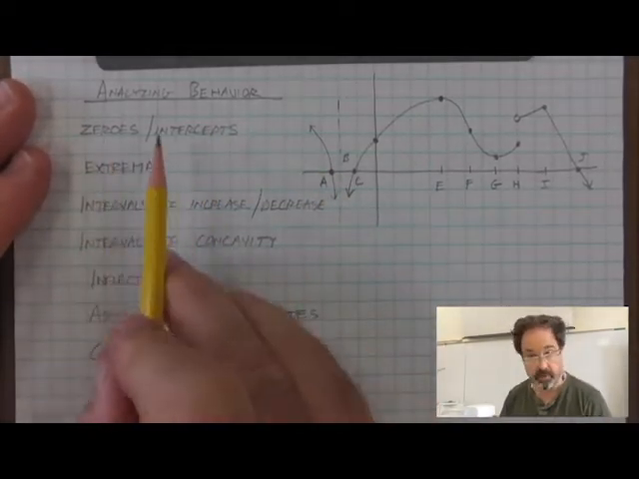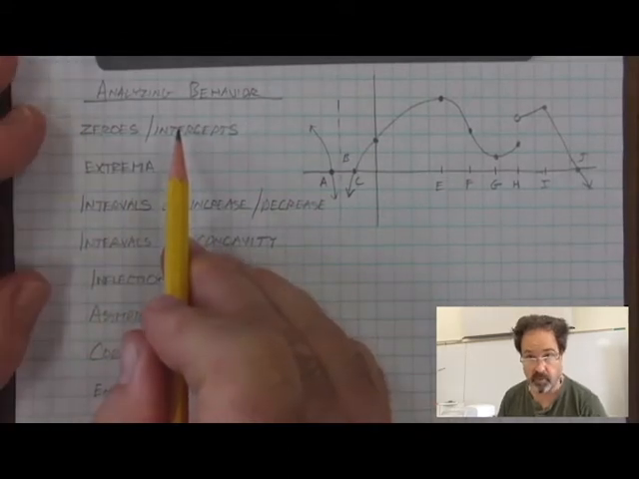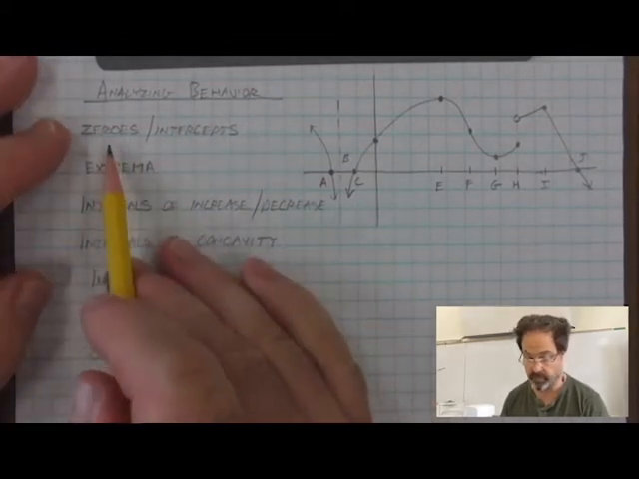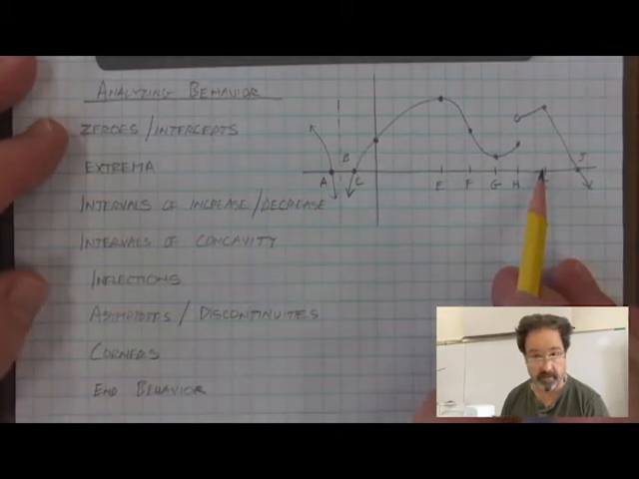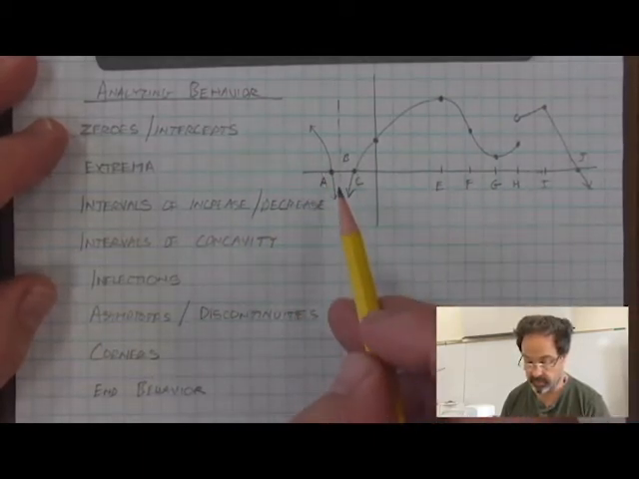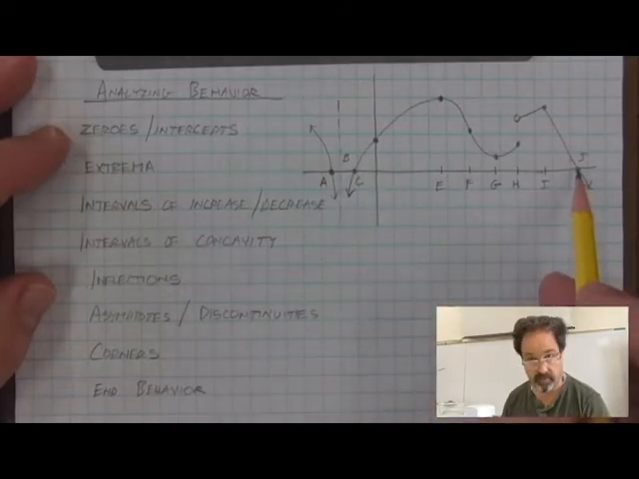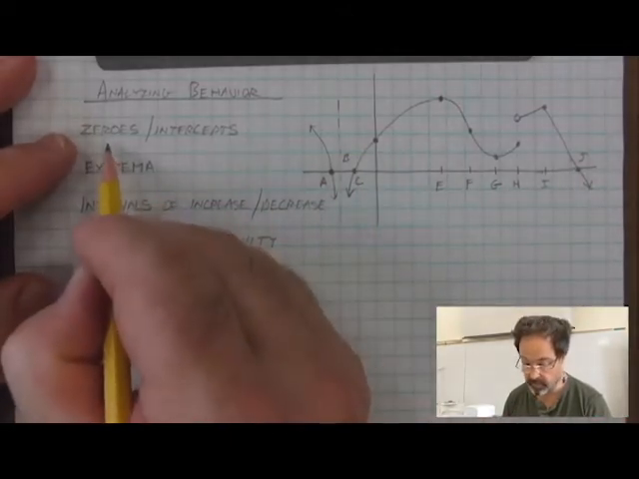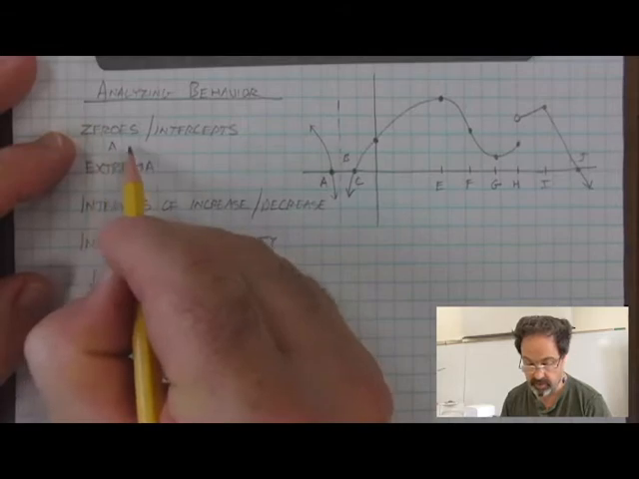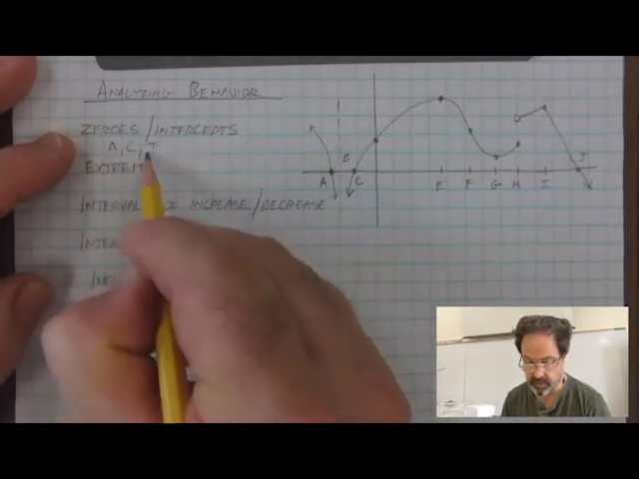Top of the list, zeros and intercepts. This doesn't require calculus. We would look for zeros where it crosses the axes. Horizontal axis is crossed at A and C and J. So we would have zeros or x-intercepts at A, C, and J.